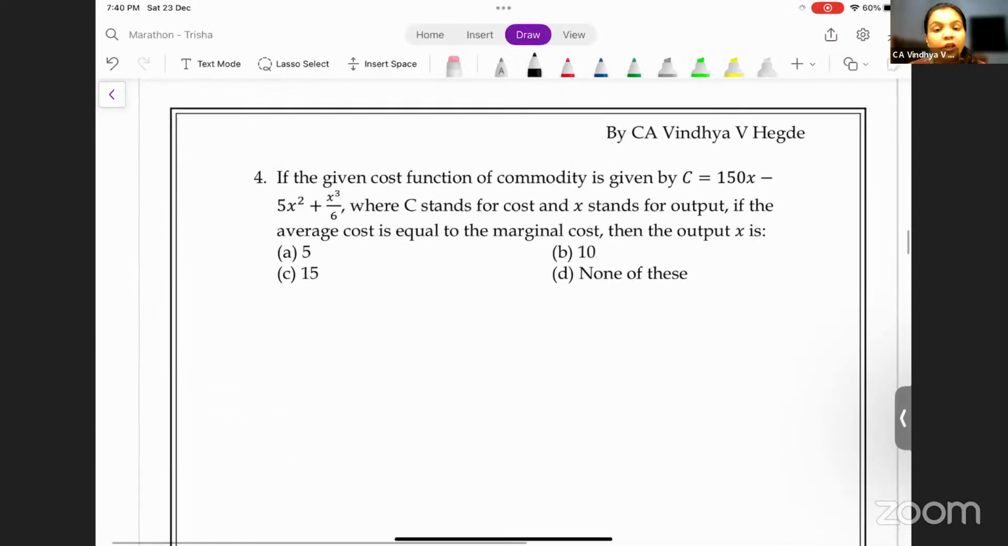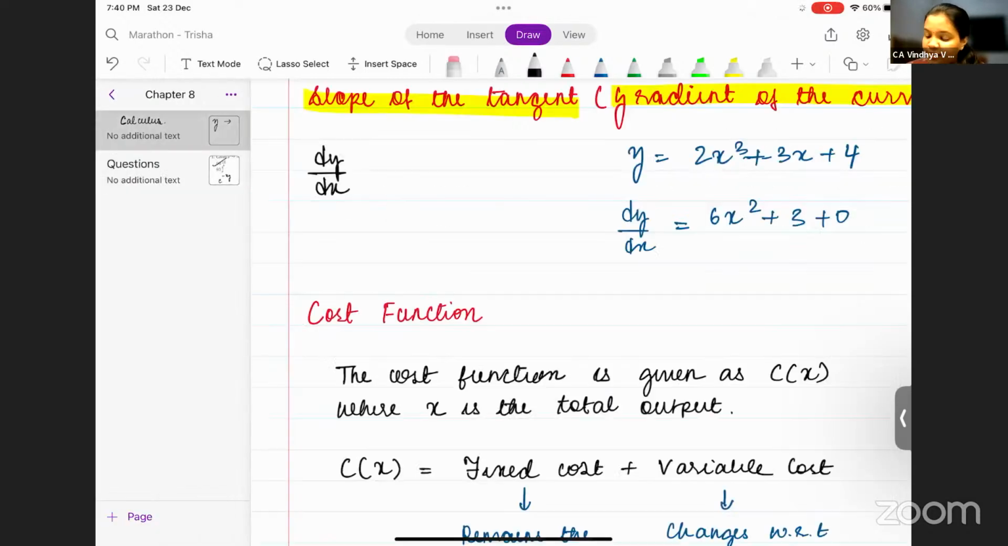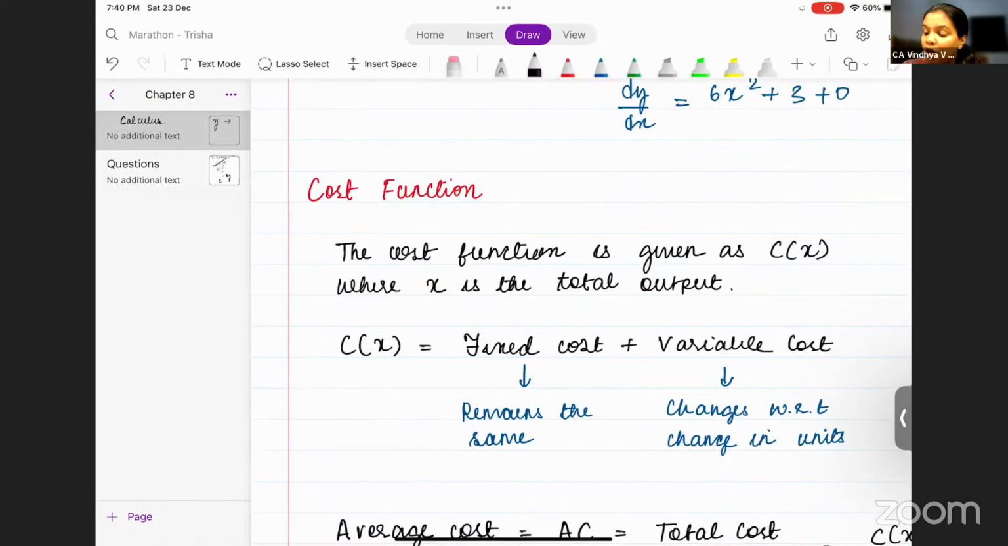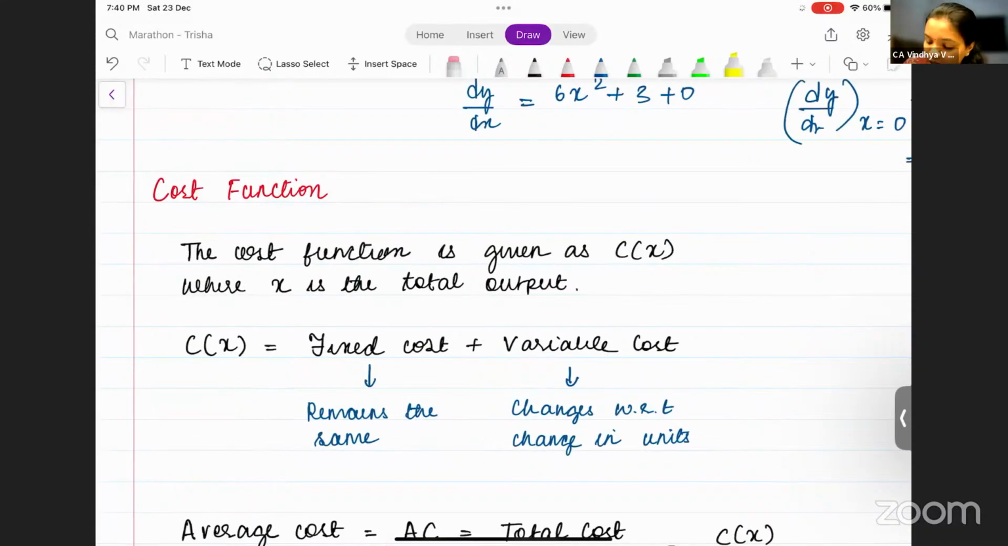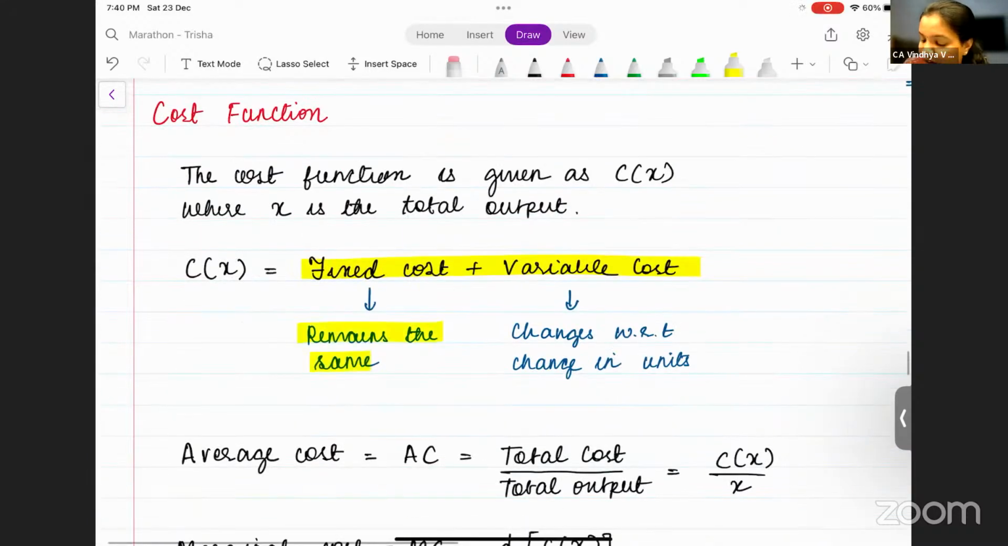Yes. Cost function. So now what is this cost function? This cost function comes into picture when you have fixed cost and variable cost. Cost function means a total of fixed cost and variable cost. The fixed cost does not change, okay? It remains the same, whereas the variable cost changes with respect to the change in the units.